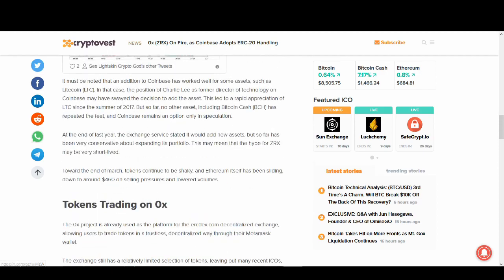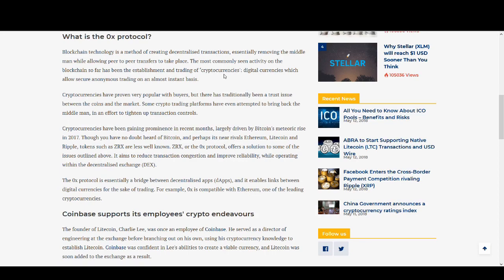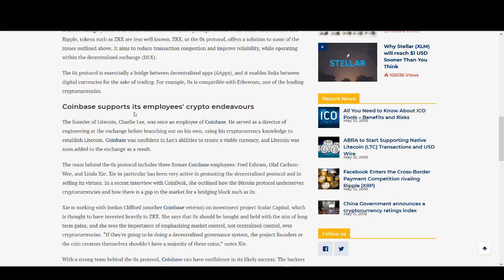One of the key reasons why I think 0x could be added to Coinbase next is Coinbase supports its employee crypto endeavors, and the 0x protocol includes three former Coinbase employees. I think three of their four board members worked at Coinbase before.